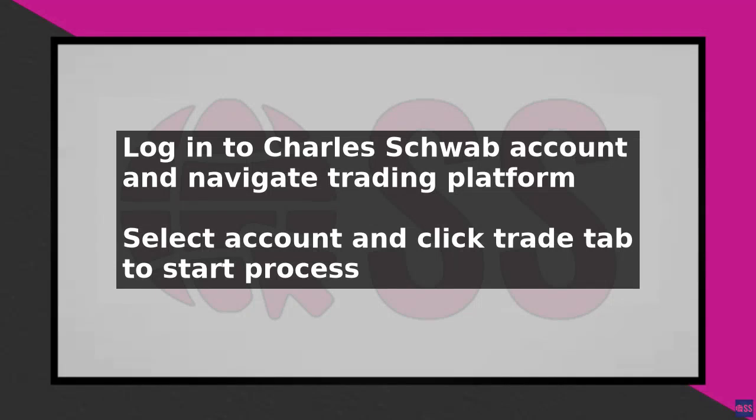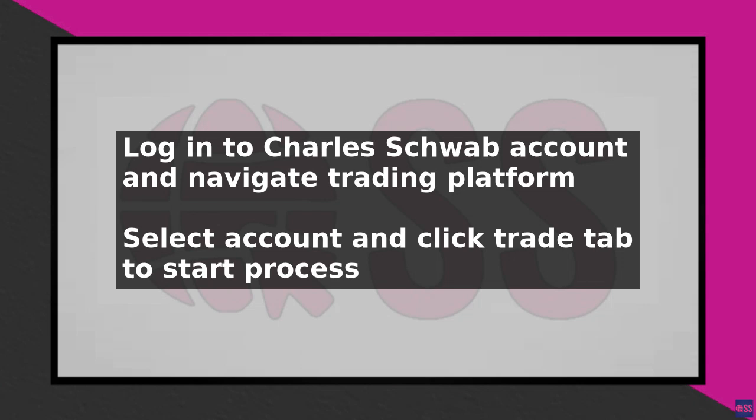To set a trailing stop loss on Schwab, you need to understand what a trailing stop loss is and how it works. A trailing stop loss is an order that automatically adjusts the stop loss price as the price of the security moves in your favor. This allows you to lock in profits while limiting potential losses.